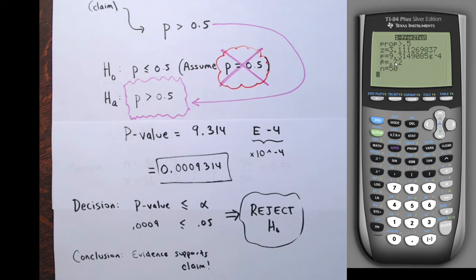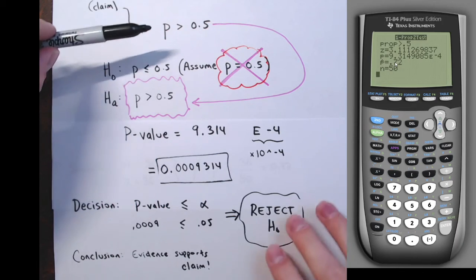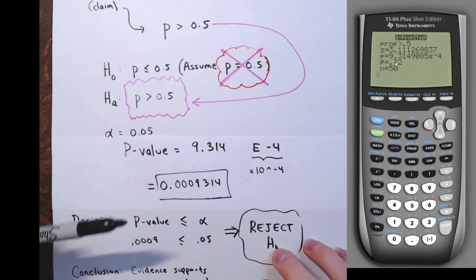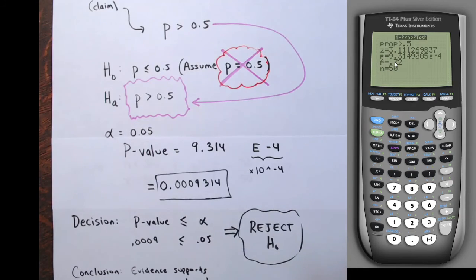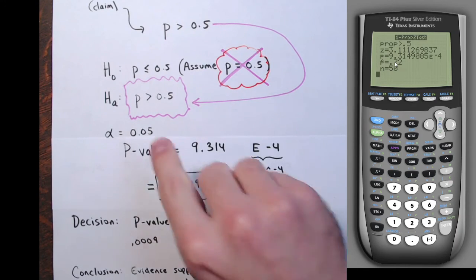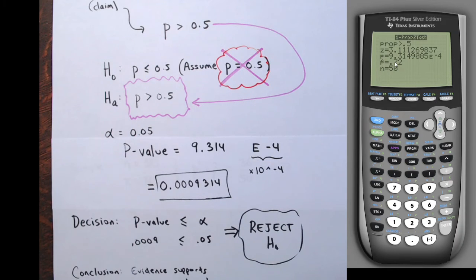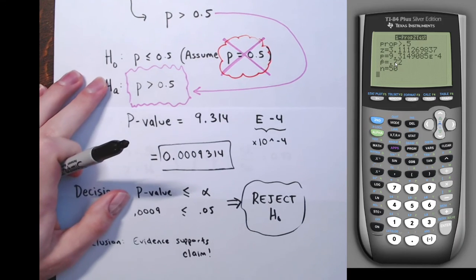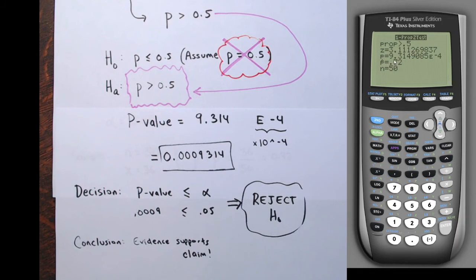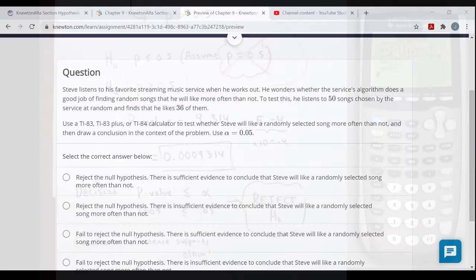And so Steve wondered if the algorithm does a good job of finding random songs that he'll like more often than not. Well, according to this sample that he took and running this hypothesis test, he'd say, yeah, it looks like it's doing a good job. It is offering me songs that I like more than half the time based on this one sample. So he'd say the evidence from this sample supports that the algorithm does seem to be doing a good job of finding songs I like more often than not.